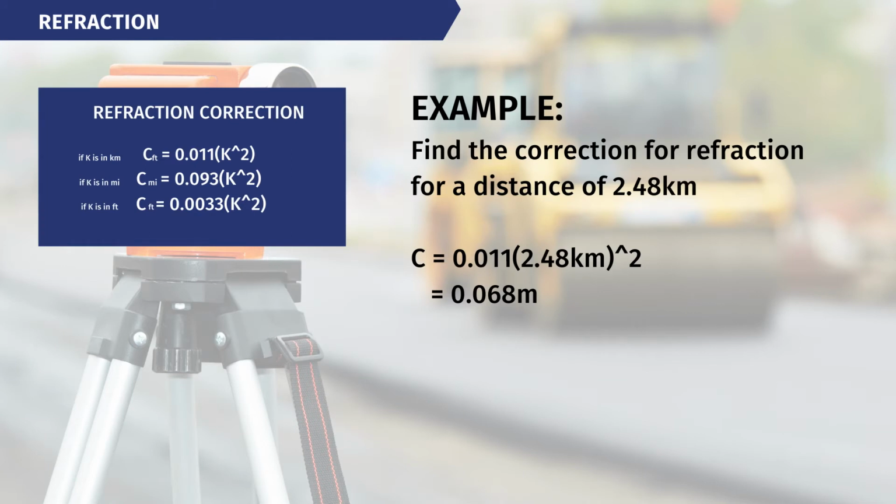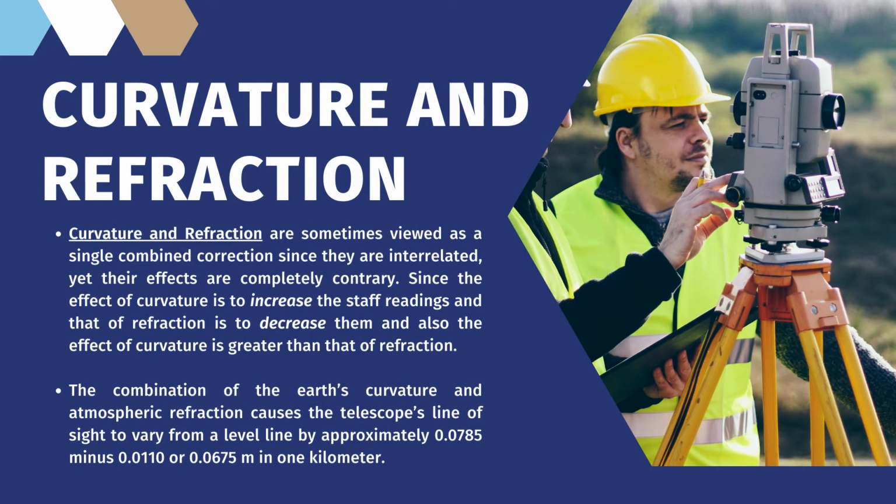For example, we have: find the correction for refraction for a distance of 2.48 kilometers. Since the distance is in kilometers, then we will use the formula where K is in kilometers. So we have C is equal to 0.011 multiplied by the distance of 2.48 kilometers squared. We have 0.068 meters.